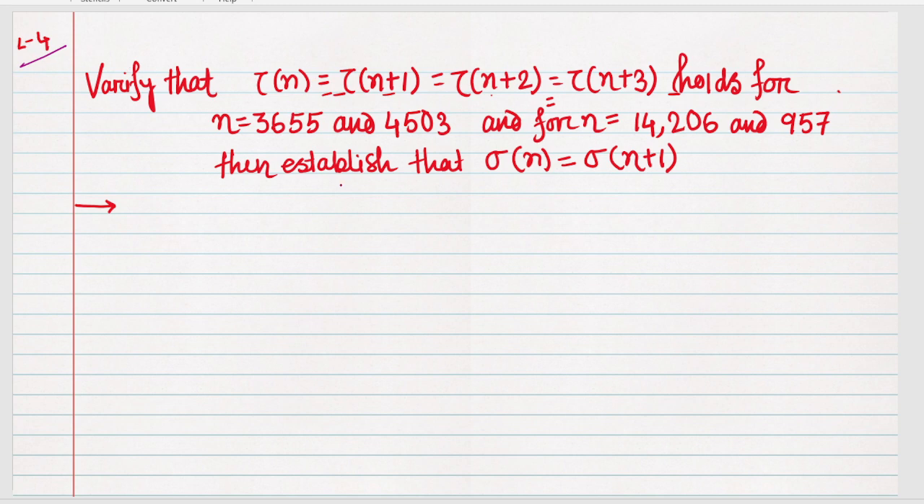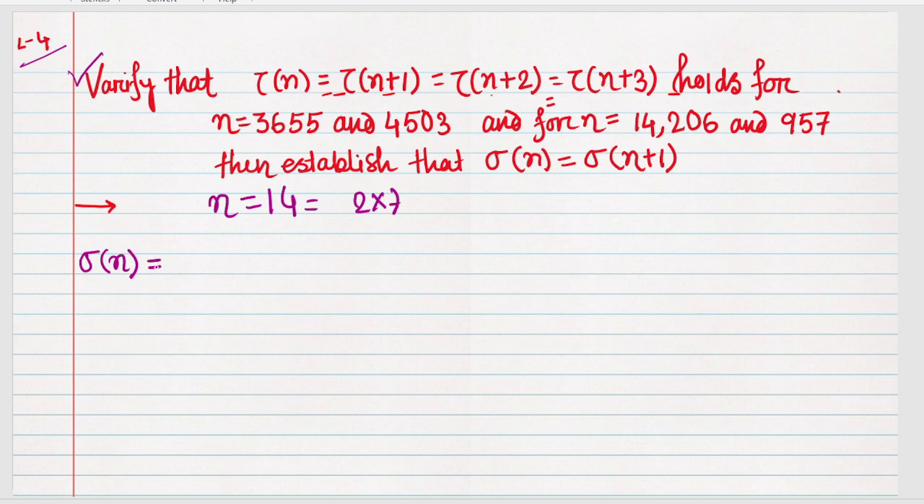So here in this question, they have given, we did the first part in our earlier lecture, so we will begin this lecture with the second part. Here n is given as 14. The prime factorization of 14 will be 2 into 7. They asked us to establish that sigma of n is equal to sigma of n plus 1. So as per our previous theorem, how can we find the sigma value?